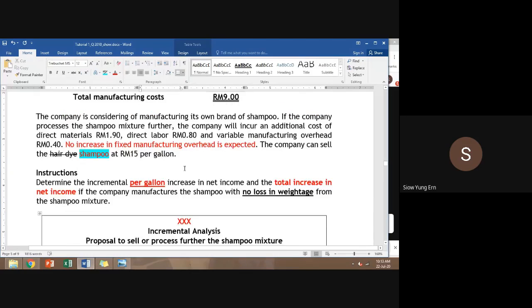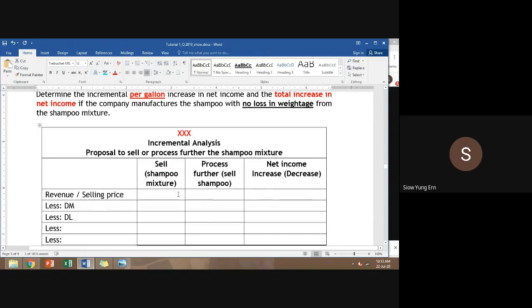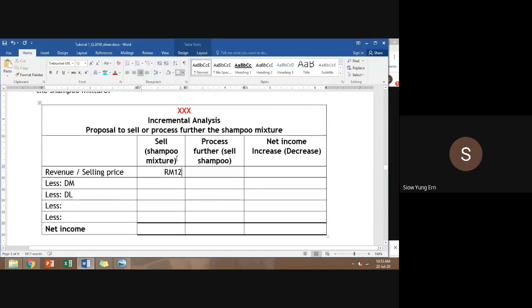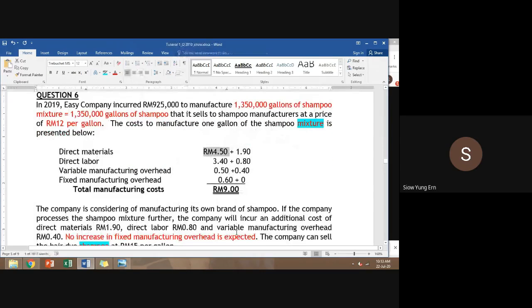Correct, 12 ringgit. So you can get 12 ringgit from the top here. It says that they can sell the shampoo mixture at a price of 12 ringgit per gallon. Okay, so your selling price will be 12 ringgit. Don't forget your RM, 12. Okay, if you sell shampoo mixture, what is your direct material? Yuja. Shampoo mixture, you're not going to process further yet. Shampoo mixture, correct, 450 you can get from the top here. Direct material is 4 ringgit 50 cents.